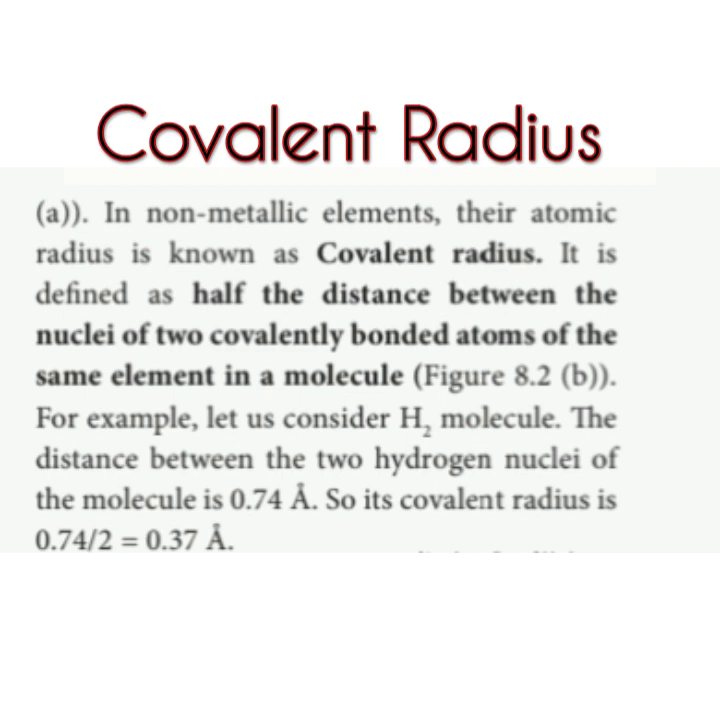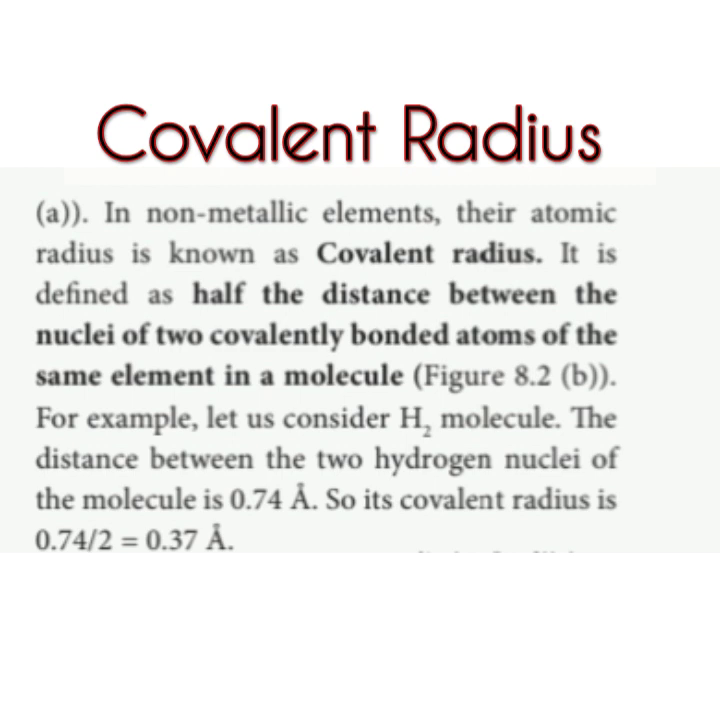That means if there is one hydrogen atom and next to it another hydrogen atom, and you draw a line between the center point of one hydrogen atom and the center point of the other, this is called the covalent radius. It is half the distance between the nuclei of 2 covalently bonded atoms of the same element in a molecule. Same element means H2, O2, N2, Cl2, like that.